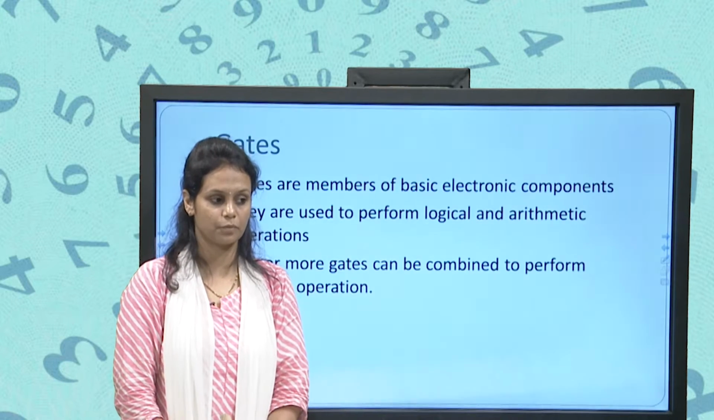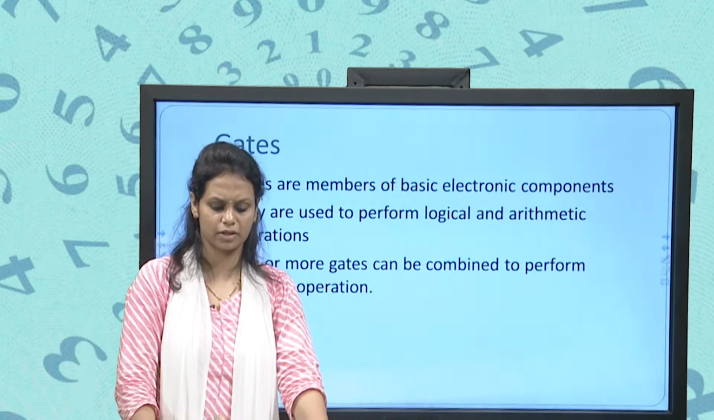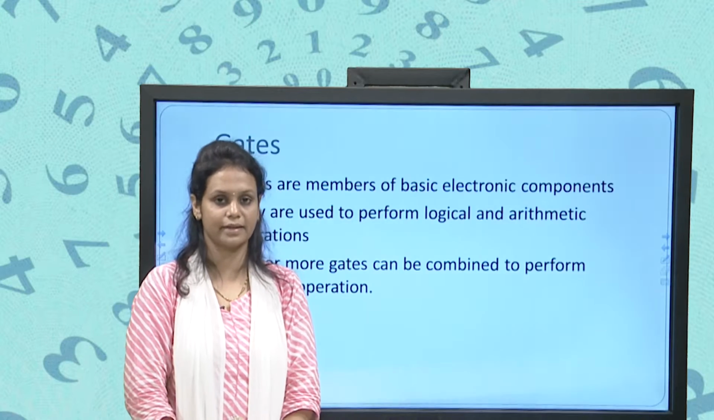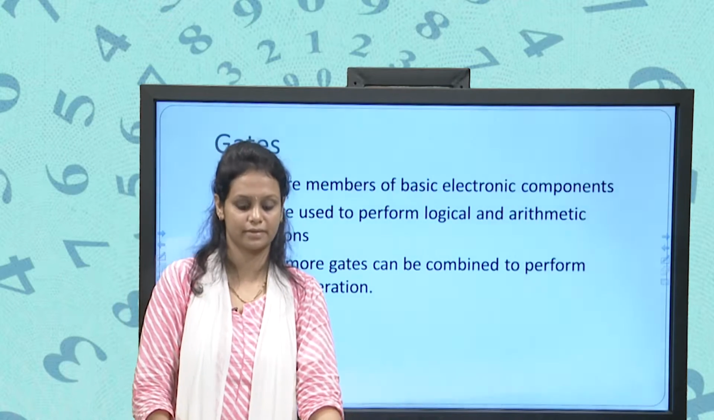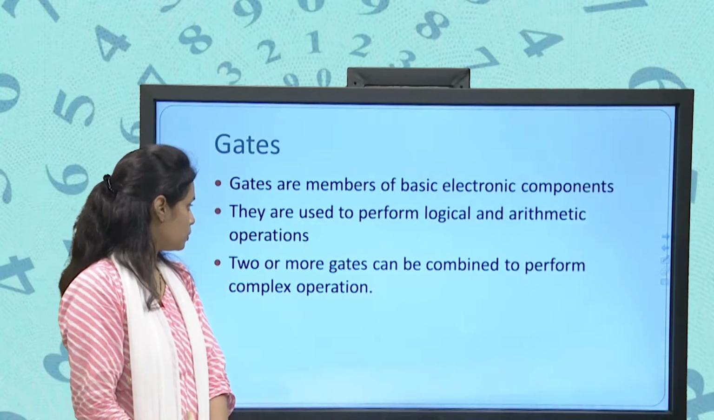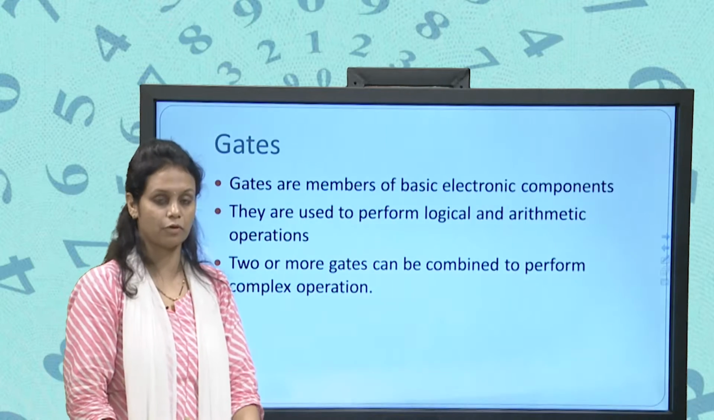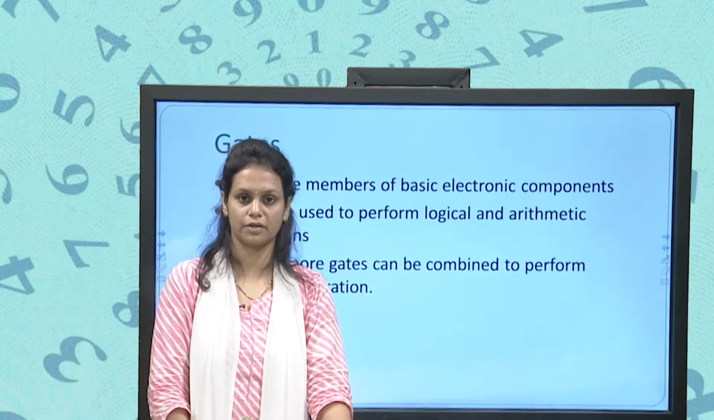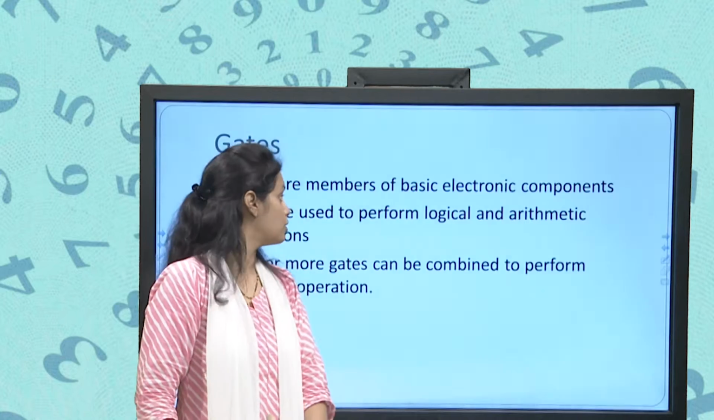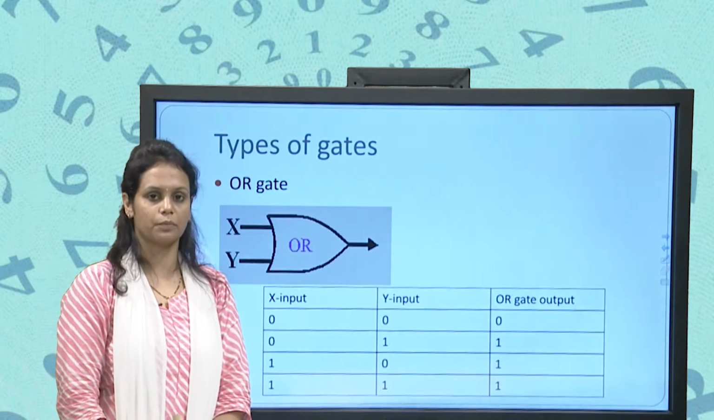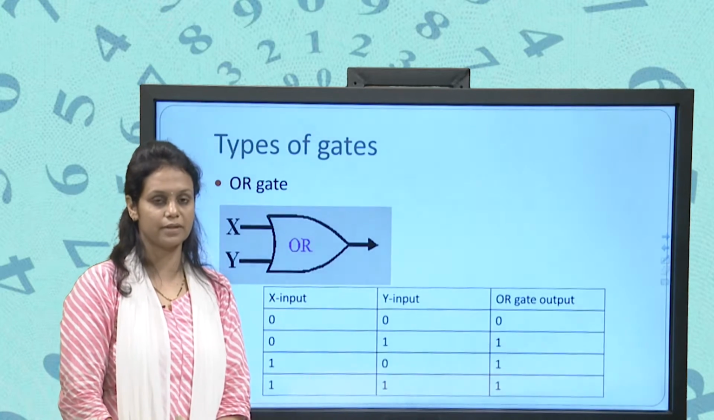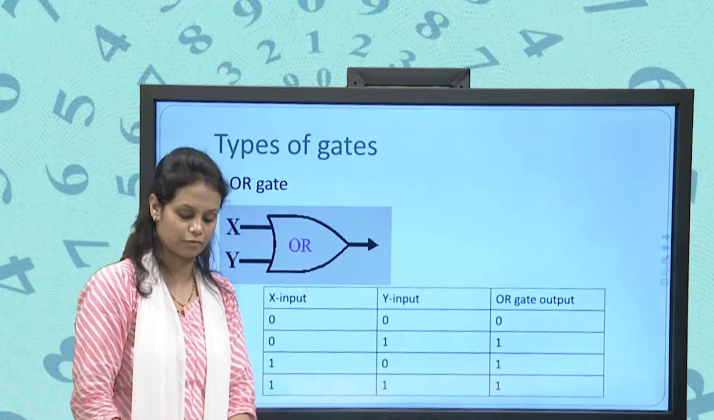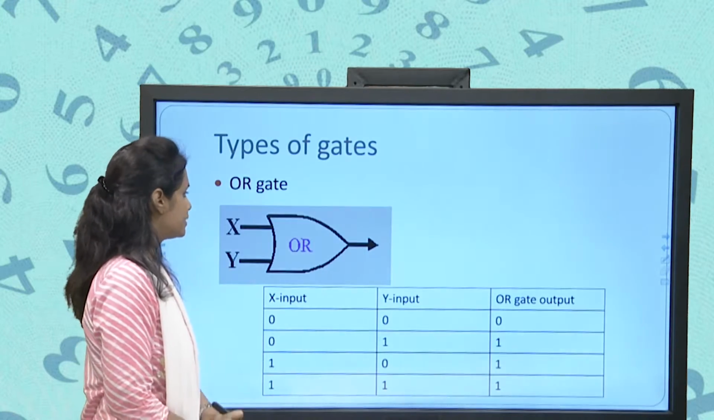Our inputs are most of the time 1 and 0. We can also use the clock input sometimes. We will see that in detail in the next lecture series. Two or more gates can be combined to perform more complex operations. Now, we will see the types of gates. We will see each and every type with an example one by one. First gate is the OR gate.